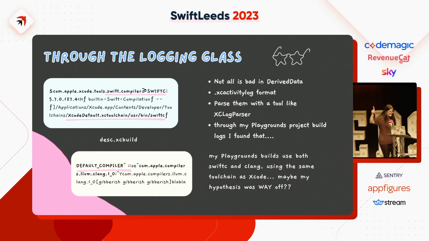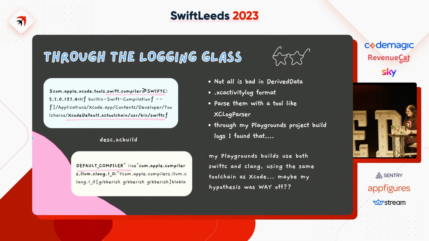First of all, as you can see from the top little picture thing, I found the exact version of the Swift compiler that Playgrounds was using. And I was like, OK, I'm getting closer. Then I found that it was using the exact same toolchain as Xcode. And then I also found this default compiler, LLVM, Clang. So I was like, OK, damn, my hypothesis is being disproven. But I was happy because it was still progress.